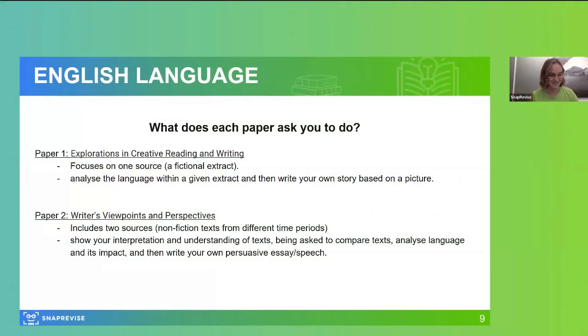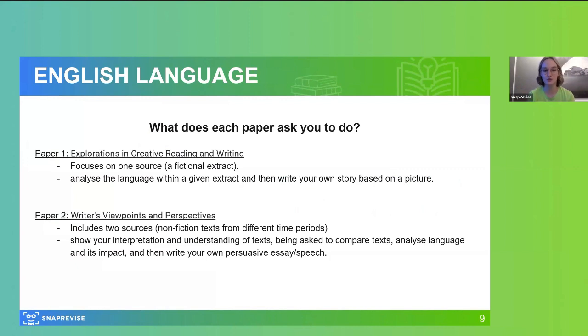So let's dive in. Let's start with English language. What does each paper ask you to do? Obviously you have two papers. The first one is Explorations in Creative Reading and Writing. This focuses on one source, which is often a fictional extract. You are then tasked with analysing the language within the given extract. And then the final question, you have to write your own story based on a picture.